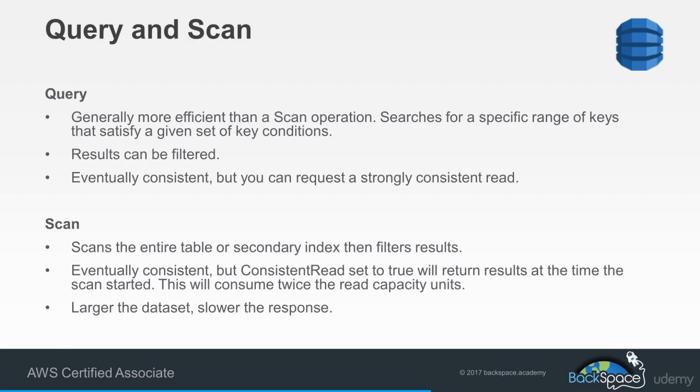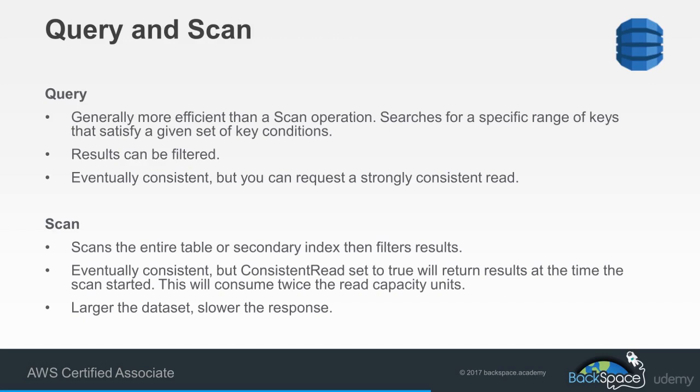So they scan the entire table or the entire secondary index and then filter the results afterwards. They don't specify a range of keys. They scan the entire table and then filter afterwards. So it's very compute intensive, so you don't want to use them too often unless you've got small databases.